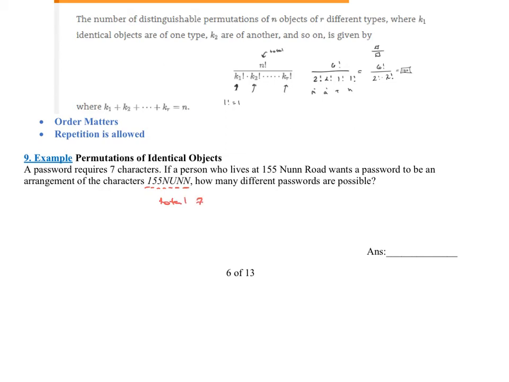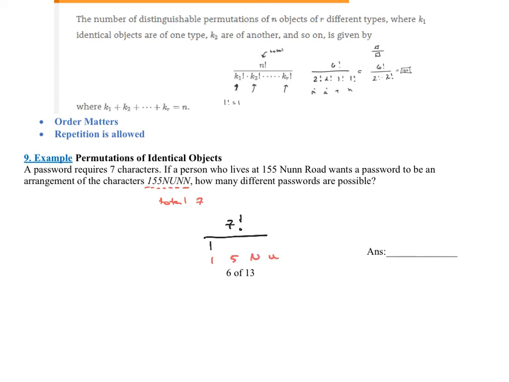And I want to arrange them. Usually, if it's all 7 that I want to arrange, it would be 7P7 or 7 factorial. But the issue here is I have some repetition. So what do I need to consider? I need to consider how many 1s there are, how many 5s there are, how many N's there are, and how many U's there are. So let's take a look.